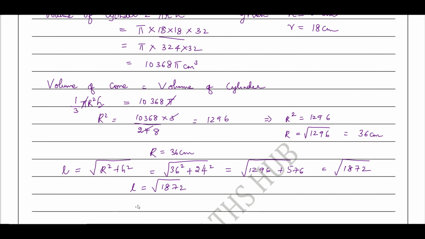Now slant height equals square root of 1872. Now L equals, by prime factorization, 1872 can be expressed as 12 into 12 into 13. Now 12 into 12 is 144, square root of 144 is 12, remaining root 13 as it is. The slant height L equals 12 root 13 centimeter. Students, this kind of question will be asked in the examination.